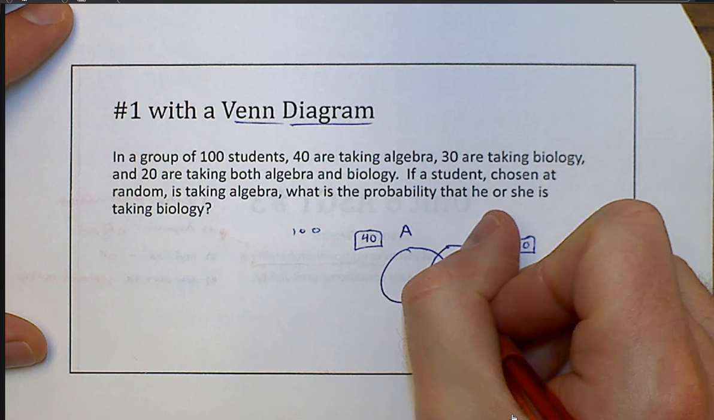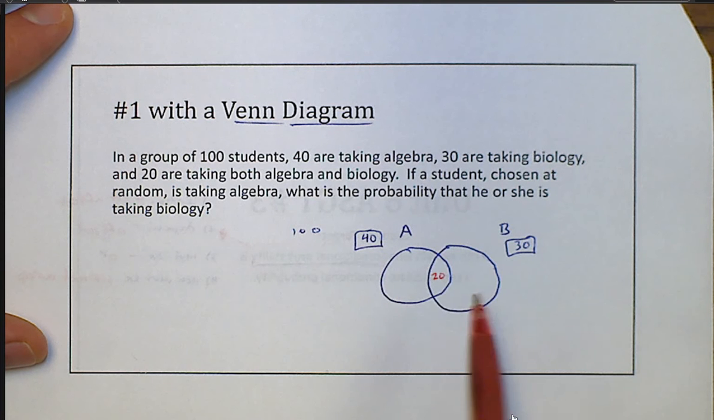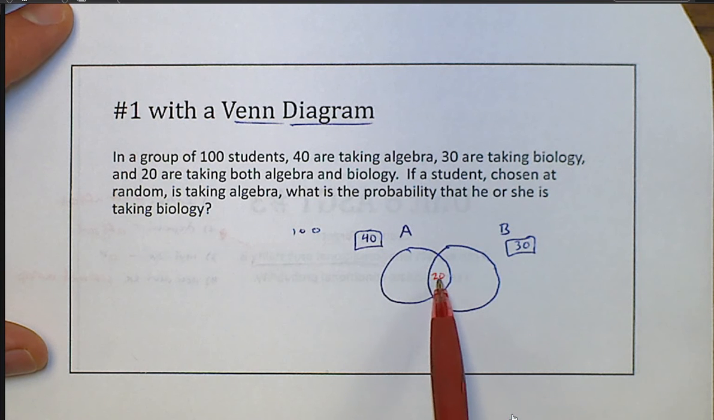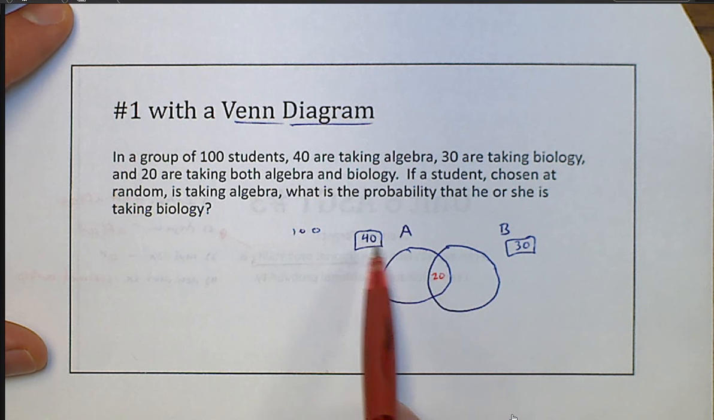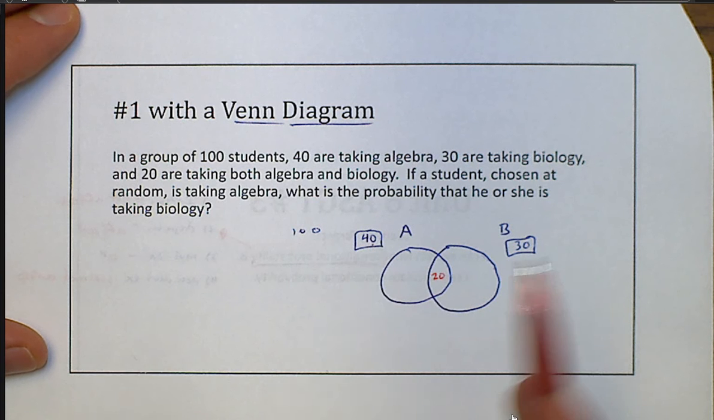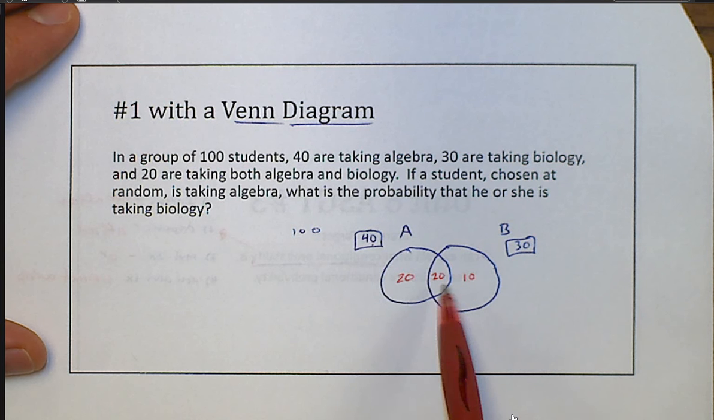So here's how you fill in that Venn diagram. Remember, if 20 are taking both, that 20 is incorporated into the total number of 40. So really, there's only 20 students who are purely taking algebra. Likewise, there's only 10 students who are purely taking biology, right? Because the 20 plus the 10 makes 30, and the 20 plus the 20 makes 40. So that's how we would fill in our Venn diagram.